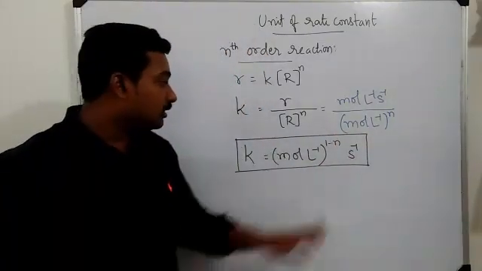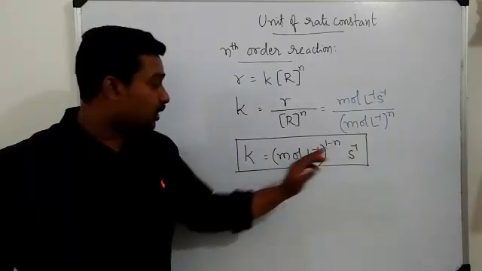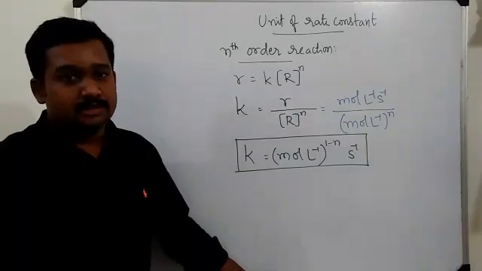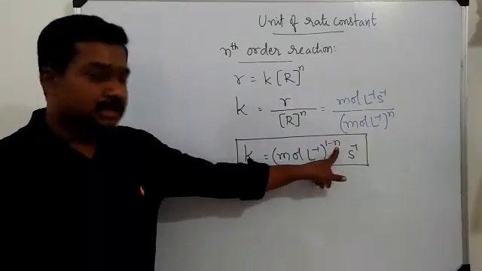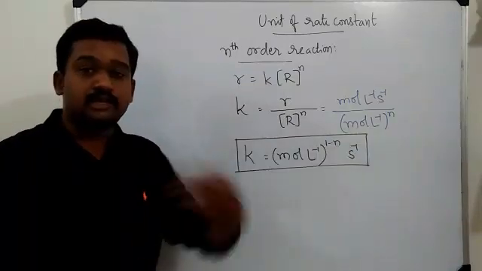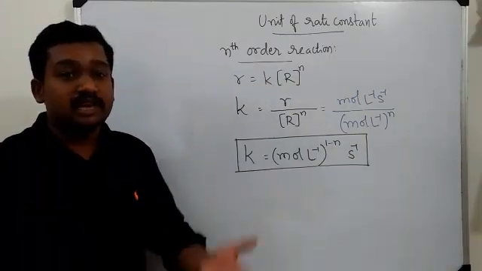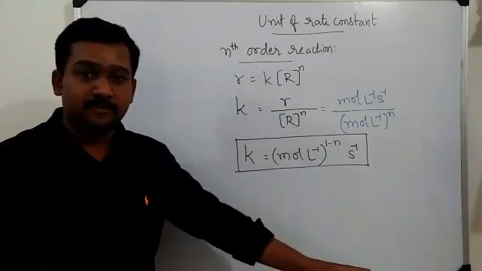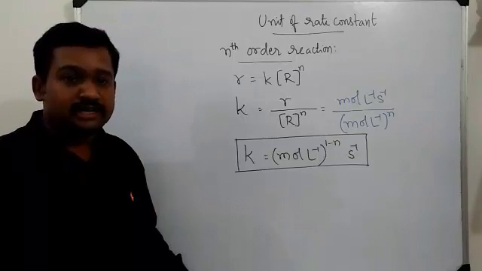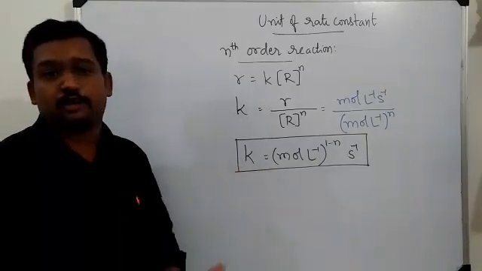Now on substituting different values to n, we get the actual unit of different order reactions. If n is 0, it gives one unit. If n is 1, it gives a different unit. If n is 2, it gives a different unit. And if n is a fraction, it gives a different unit. Now we will see one by one for different order reactions what will be the unit of rate constant.